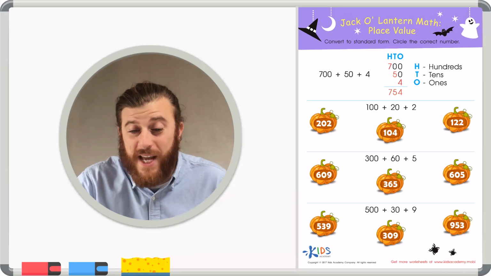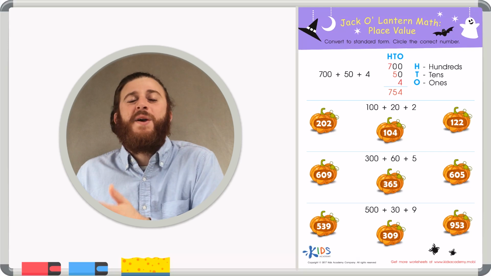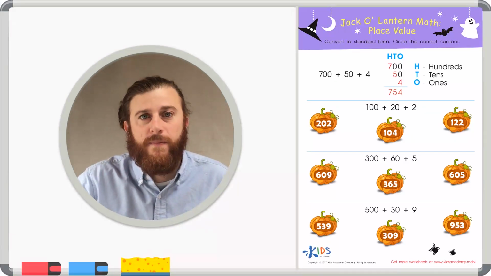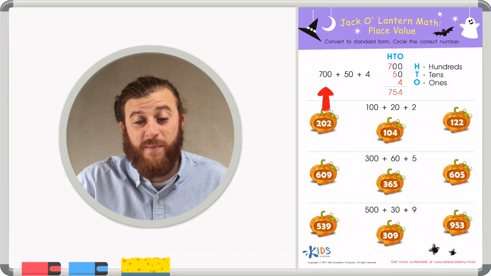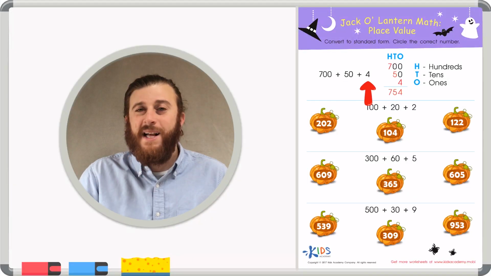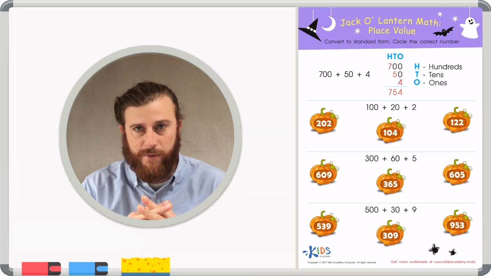Expanded form is when we take those numbers in standard form and we break them up by the value of each digit. For example, 700 plus 50 plus 4. But how do we take numbers that are in expanded form and put them back into standard form?